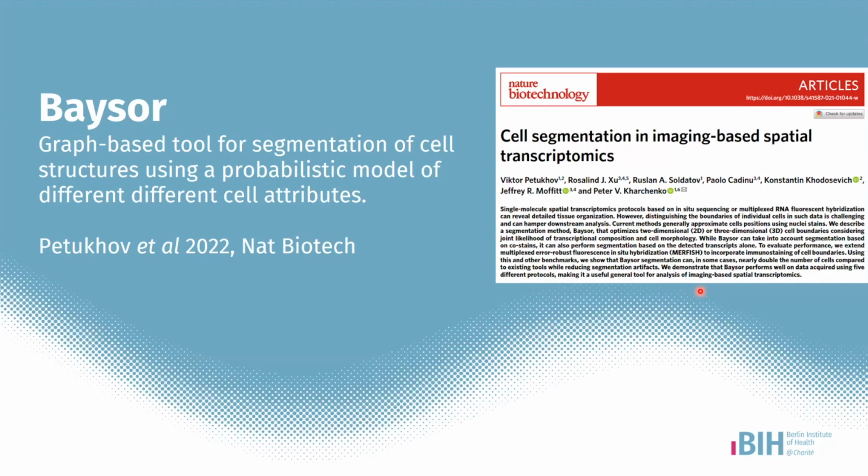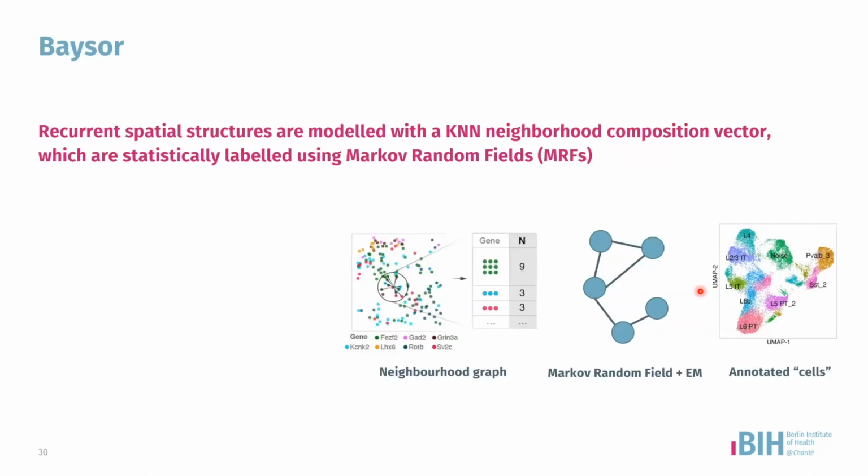The other tool I mentioned was Baysor. So this is a graph-based tool for segmentation of cell structures using a probabilistic model of various cell attributes. It essentially fits your spot data to a KNN neighborhood composition vector, which is statistically labeled using Markov random fields, MRFs. And then these are embedded into a two-dimensional UMAP where you can perform some annotation and clustering.